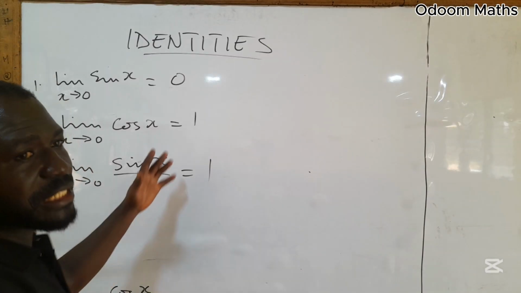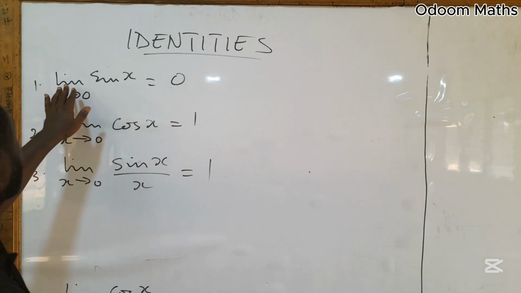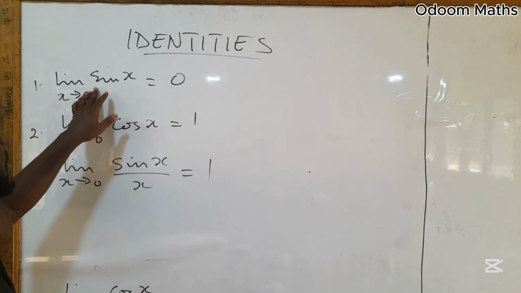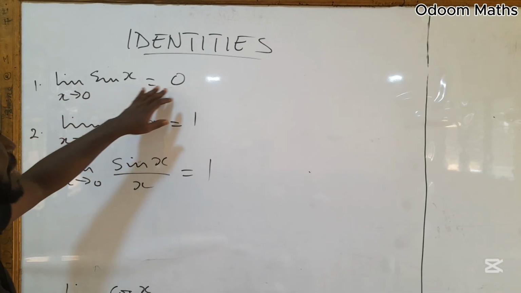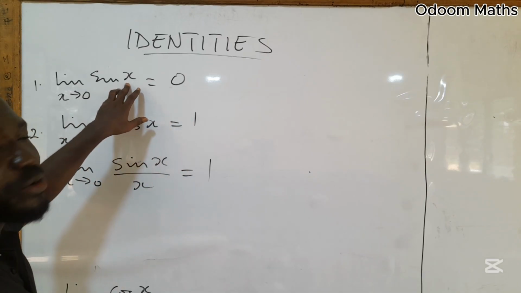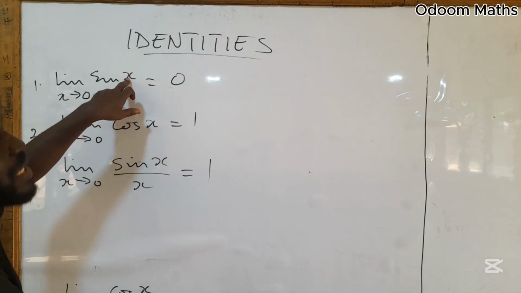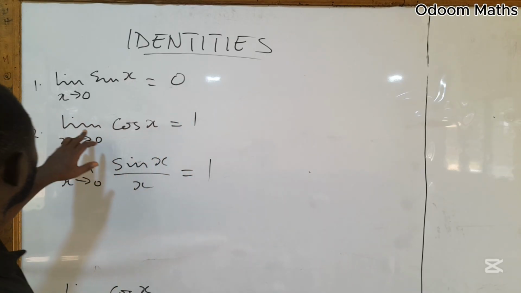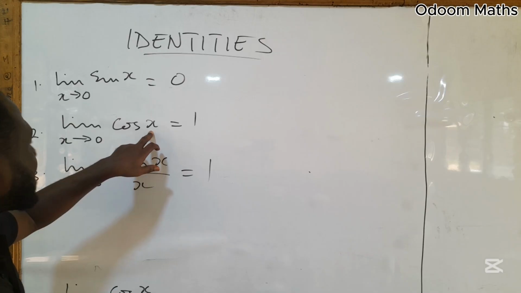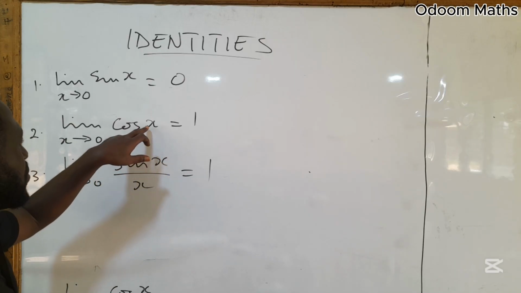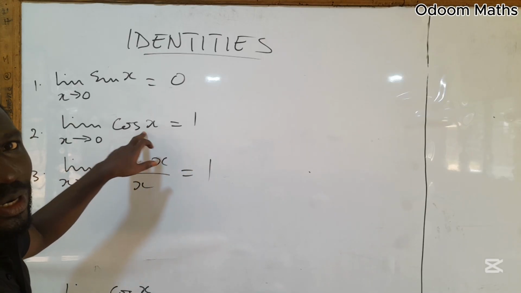Now let's look at these identities. The limit of sine x as x approaches 0 is 0, because sine 0 is 0. As x approaches 0, we just put 0 here, and that will be 0. Now, the limit of cos x as x approaches 0: when you put 0 here, we get 1, because cos 0 is 1.